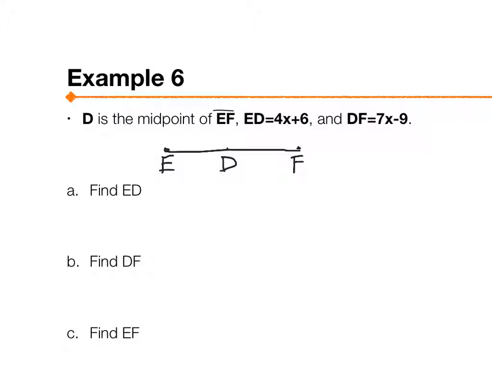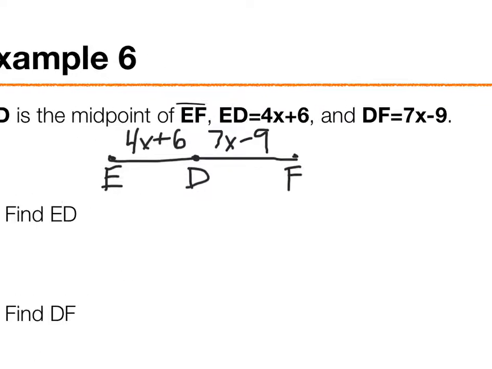ED is equal to 4x plus 6. DF is equal to 7x minus 9. If D is the midpoint, what do we know about ED and DF? They would be congruent because D is the midpoint. D is the center, right? So if I'm standing at the center of this classroom and it's 10 feet that way, it would be 10 feet that way too because I'm in the middle.